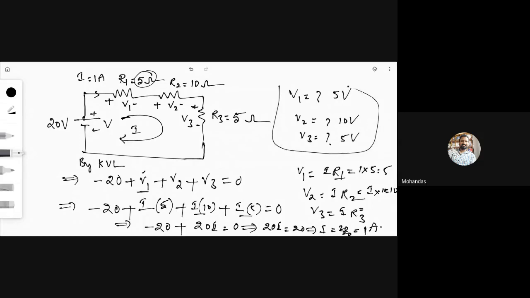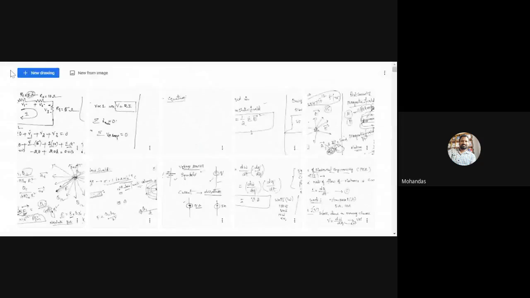So these are some small applications related to KVL and Ohm's law. Once you understand this example, then we will do some other problems. So anybody having any doubts in this problem, please respond.